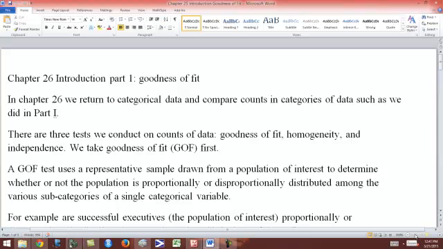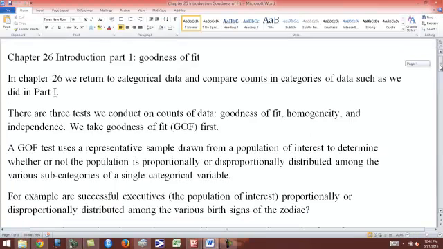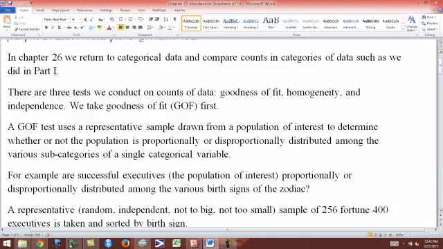Edline. So, a goodness of fit test uses a representative sample drawn from a population of interest to determine whether or not the population is proportionally or disproportionately distributed among the various subcategories of a single categorical variable.